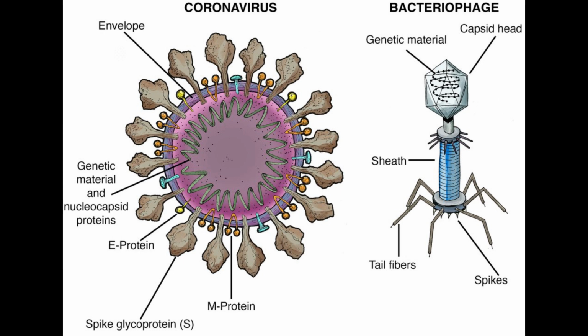Paramyxoviruses are a family of viruses that mostly affect children. This group includes the viruses that cause parainfluenza, which causes croup, mumps, measles, respiratory syncytial virus, or RSV, and human metapneumovirus. All of these viruses can cause breathing problems in infants, such as bronchiolitis and pneumonia.